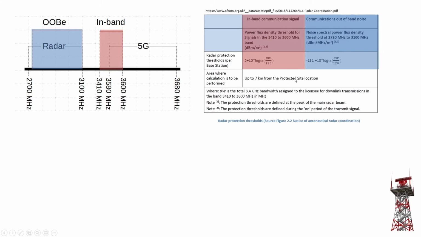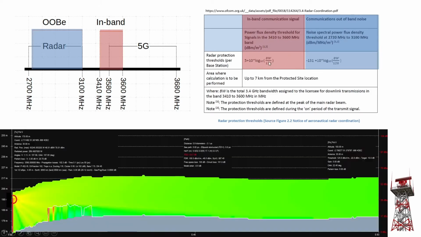You can see in the specifications here, we have to go up to 7 kilometers. So any new site within 7 kilometers needs to be evaluated. These protection levels are based on the bandwidth of the interferer, which is 5G. The software will take care of these values and calculate the protection level for you based on your input. This is just an example. We have a 5G site on the far left-hand side, and you can see how the software is predicting the emissions at different altitudes. You can see the impact of the buildings as well.